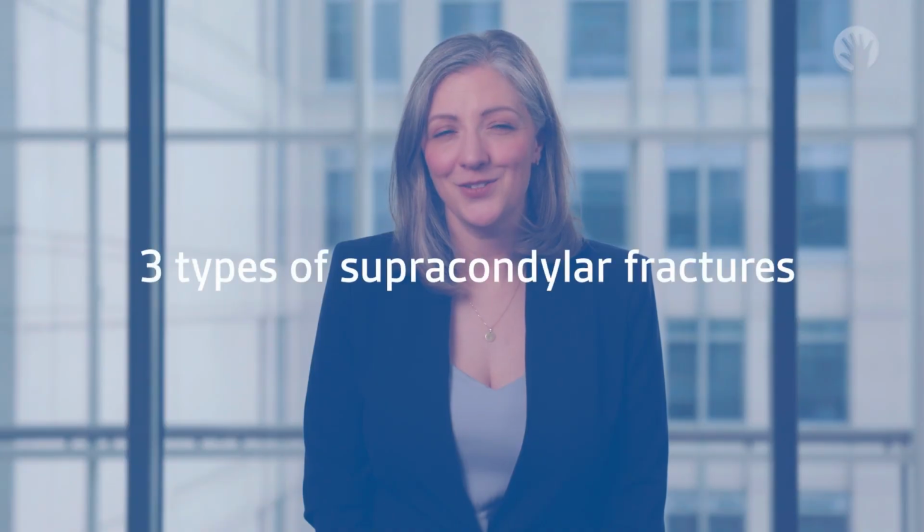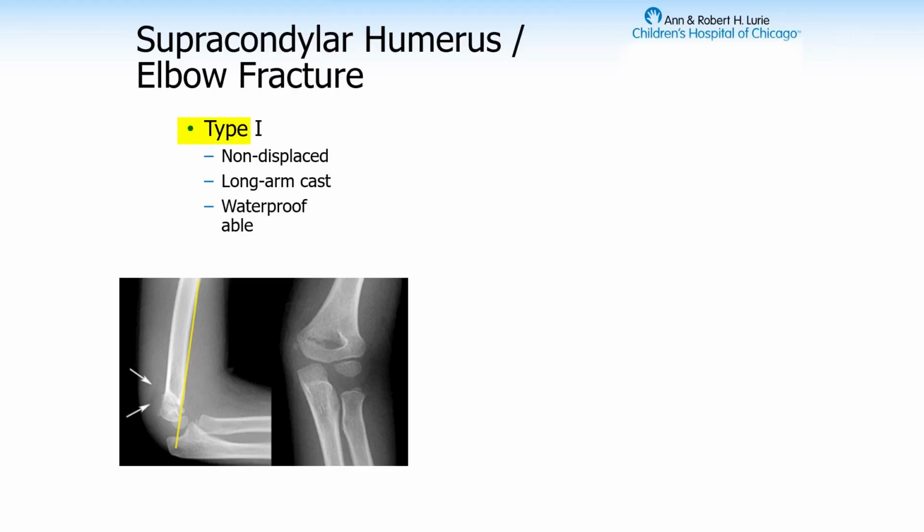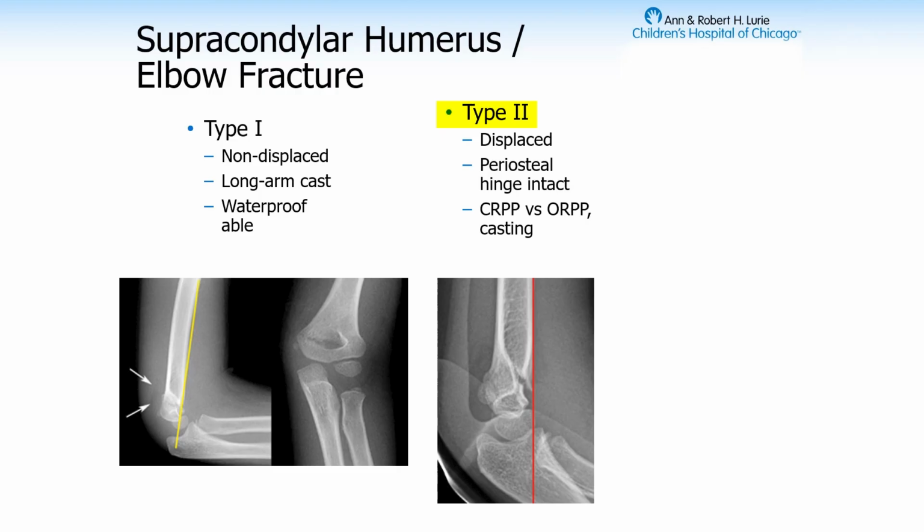There are 3 types of supracondylar fractures. Type 1 is a non-displaced fracture and is treated with a long arm cast for 3 to 4 weeks. Type 2 are displaced fractures with a cortical hinge posteriorly intact and treated with closed reduction and percutaneous pinning followed by 3 to 4 weeks of casting.